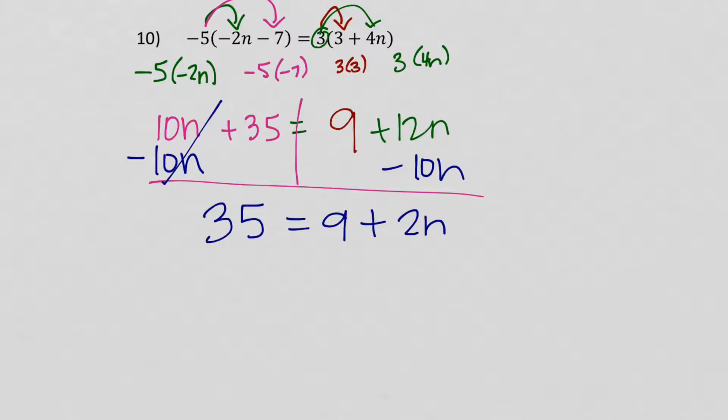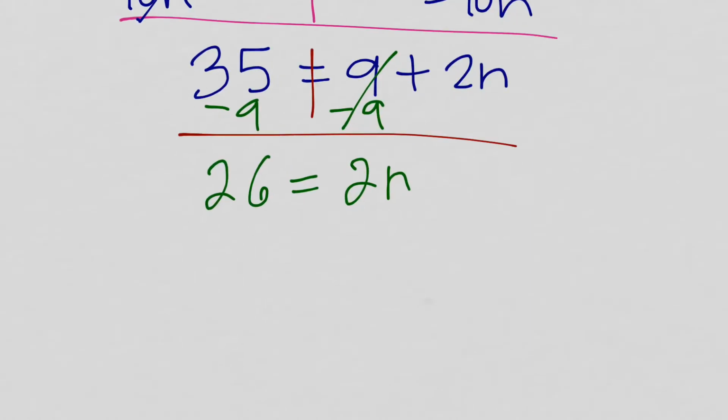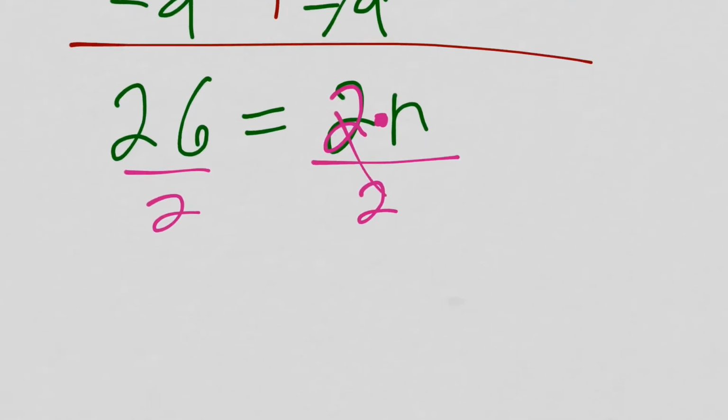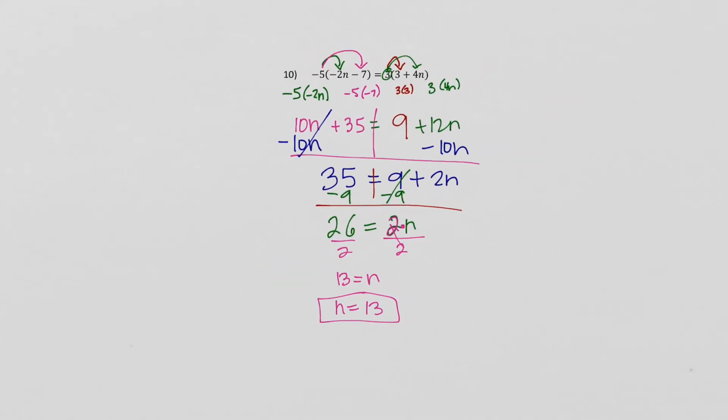12n minus 10n is 2n. Now I'm going to solve for n by getting rid of the number next to the guy with the n, which is 9. So the opposite of 9 is to subtract 9, and when you subtract 9 from 35, you're going to end up getting 26 equal to 2n, because 9 minus 9 cancels out. 2 is in front of the n, so that means I have to get rid of the 2 by doing the opposite. The opposite of multiplication is division. So now when I divide both sides by 2, I'm going to get 13 is equal to n, or n equals 13. That concludes version number 2.